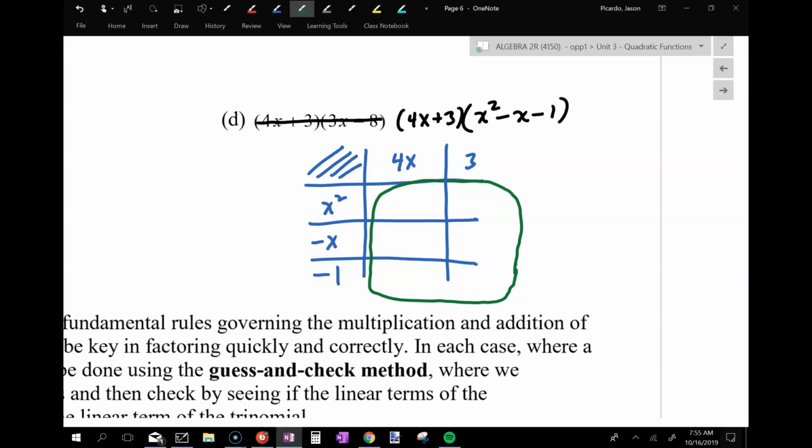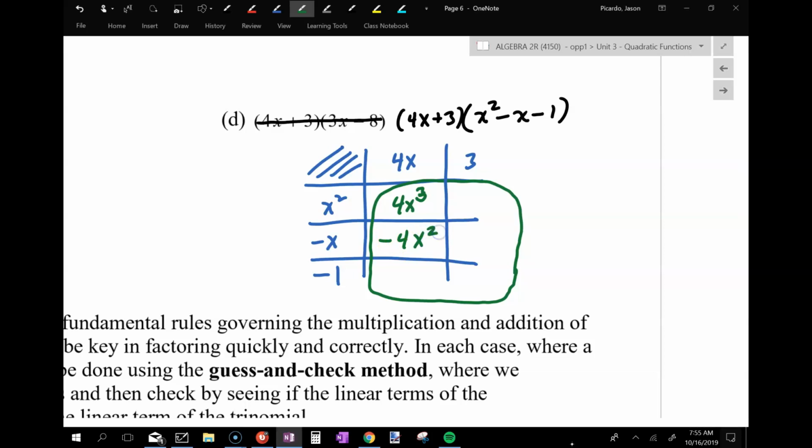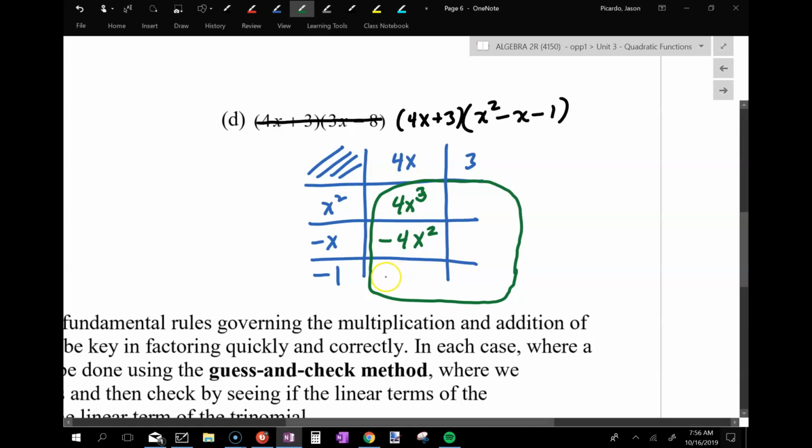So 4x times x. And 4x times negative x is negative 4x squared. X times x, right? 4x times negative 1 is negative 4x. 3 times x squared is 3x squared. 3 times negative x is negative 3x. 3 times negative 1 is negative 3.